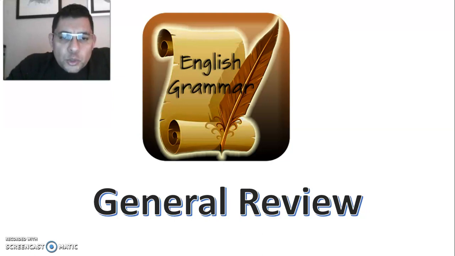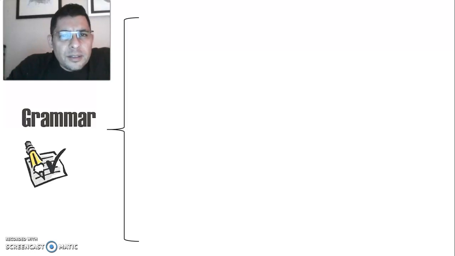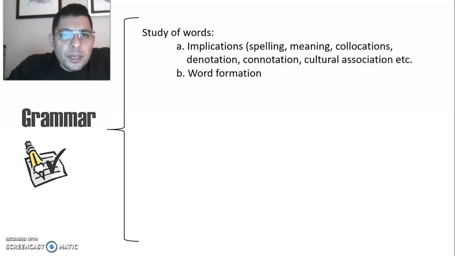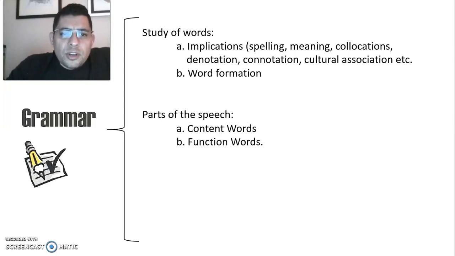Okay, in the first place, I would like to go back, as a general review, to the things that we were discussing in the first part of this class. We were talking about grammar, and one of the major things that we studied was words: implications, meanings, denotations, cultural associations. You were discussing word formation through your presentations. And we also talked about parts of speech, the two main categories that we have: content words and function words. I hope this is already clear.